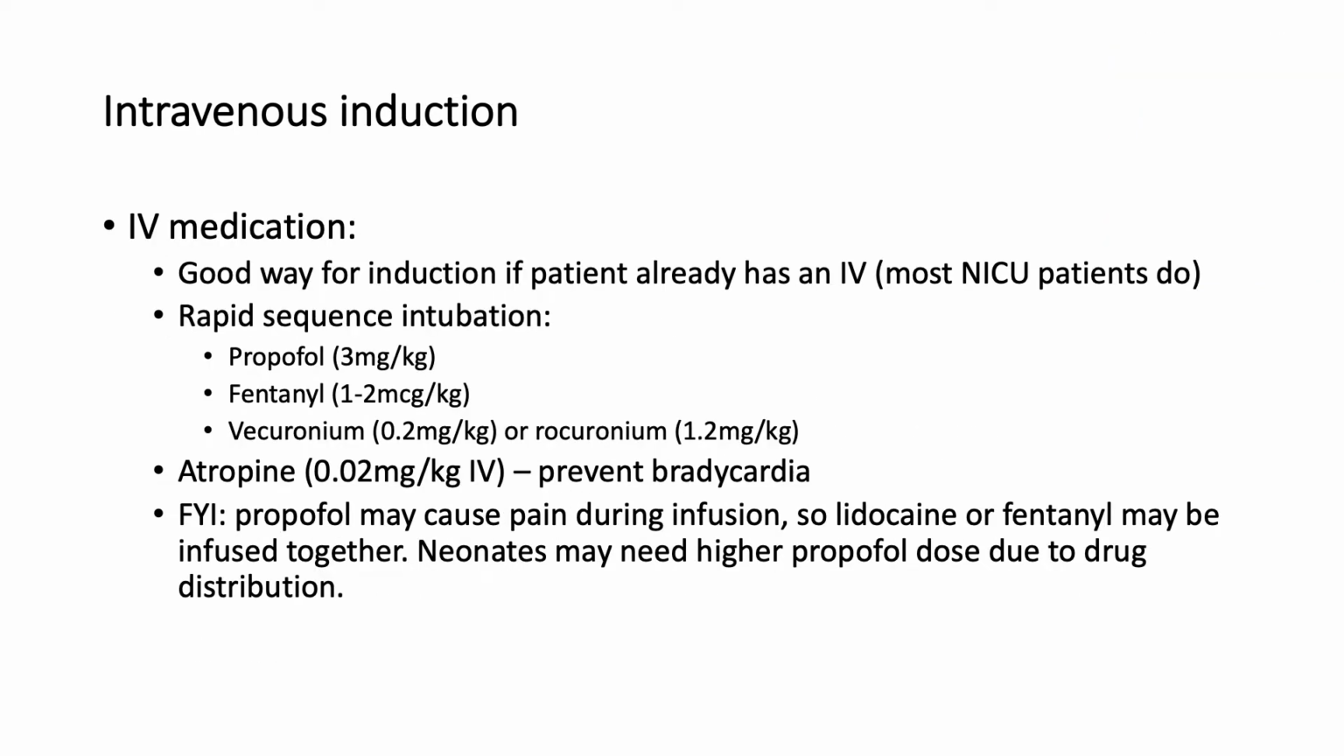Intravenous induction. IV medication is a good way for induction if the patient already has an IV. Most NICU patients do. Rapid sequence intubation medications include propofol 3 mg per kilo, fentanyl 1.2 mcg per kilo, vecuronium 0.2 mg per kilo, or rocuronium 1.2 mg per kilo. Atropine 0.02 mg per kilo IV can prevent bradycardia. Propofol may cause pain during infusion, so lidocaine or fentanyl may be given at the same time. Neonates may need a higher propofol dose due to drug distribution.